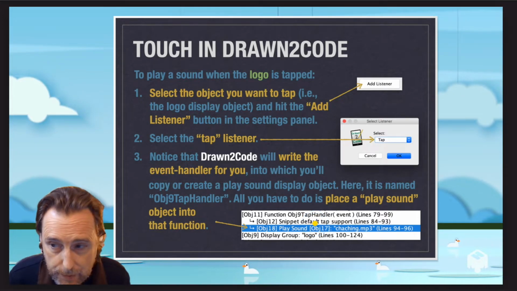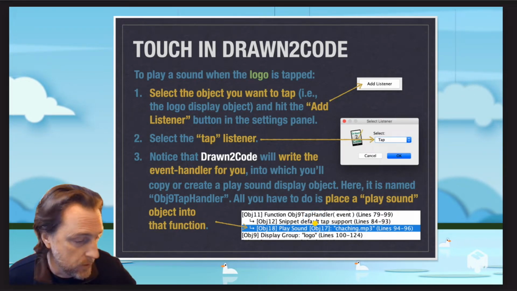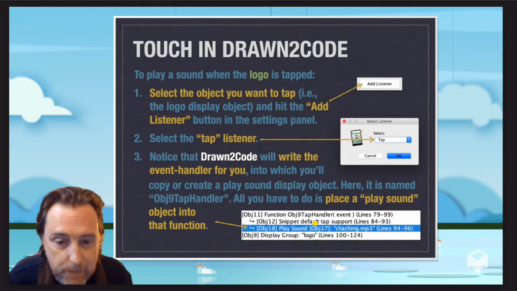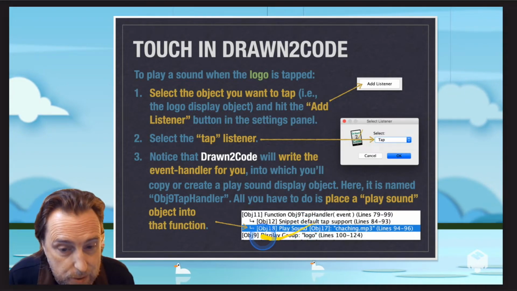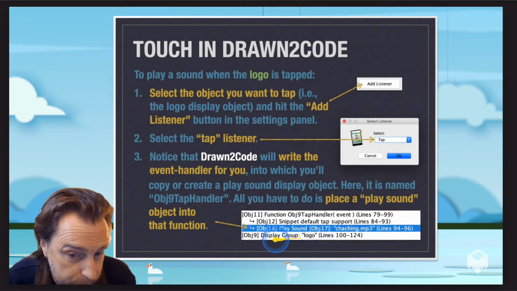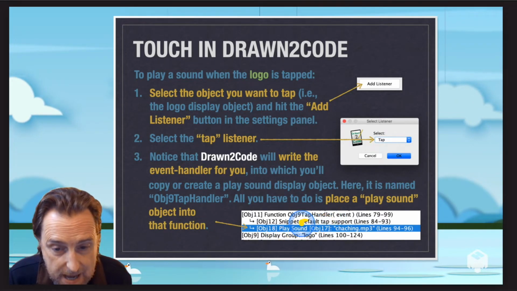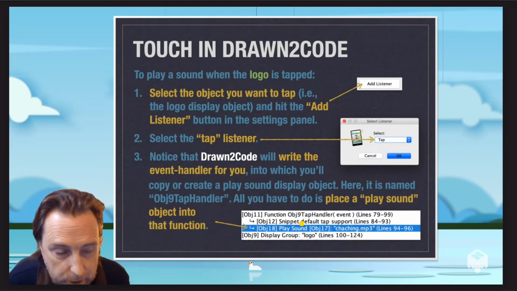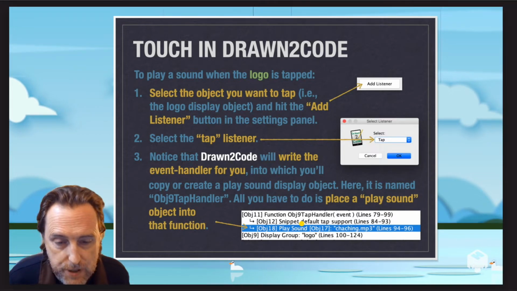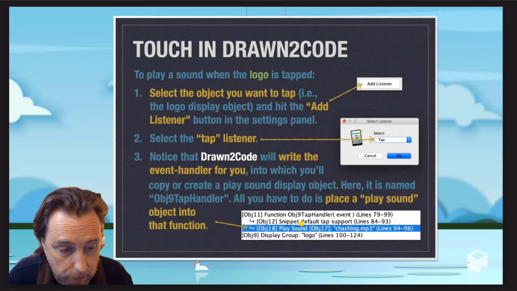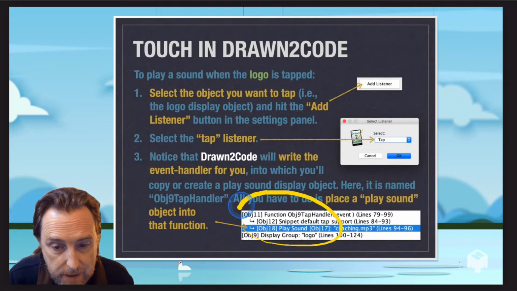You can move stuff around. We move stuff around in Drawn to Code, obviously to organize stuff. But if for whatever reason later you move this display group up, let's say, or you move the tap handler down and get them out of order, you'll run into that same issue, which is Drawn to Code will generate the script statements and they'll be out of order because they're going to follow whatever order you put them in your stack.